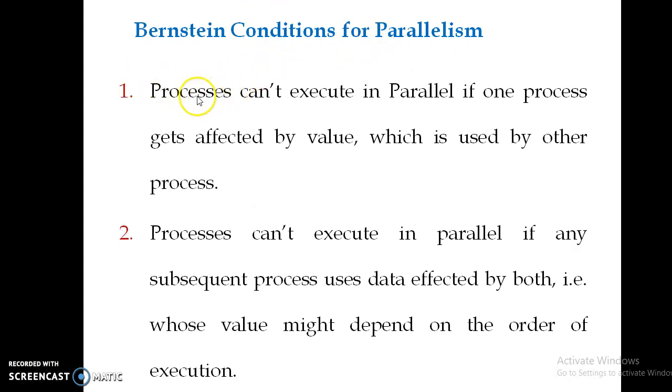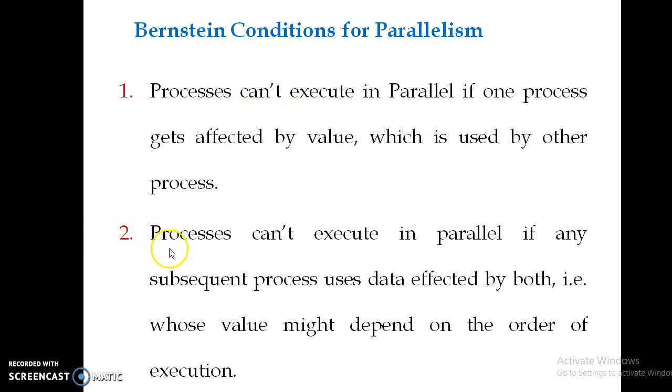There are basically two Bernstein conditions used to check parallelism. First one is processes can't execute in parallel if one process gets affected by a value which is used by another process. Consider we have two processes P1 and P2. If P1 gets affected by a value which is used by the other process, that is P2, then P1 and P2 can't execute in parallel.